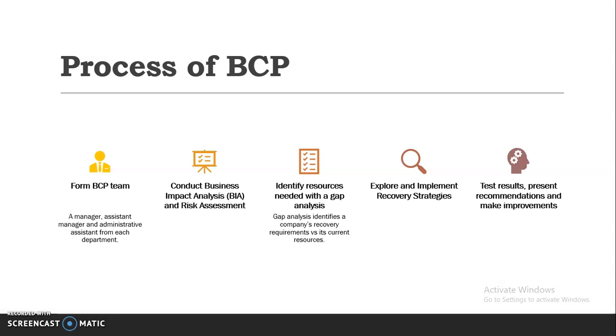Step 2 is to conduct business impact analysis and risk assessment. Once the team is formed, the next step is to understand the operational, financial and physical risk of the company when a disruption occurs. Later, we will discuss further about BIA and risk assessment.